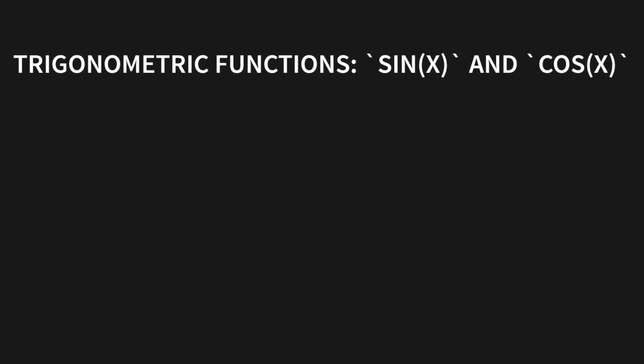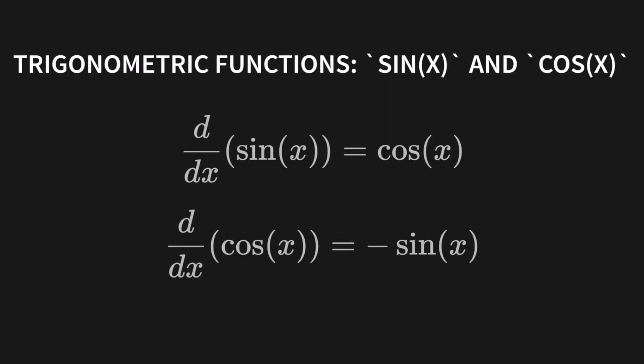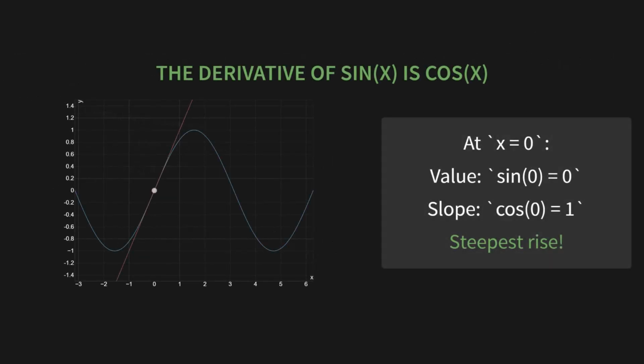Finally, the trigonometric functions, sine of x and cosine of x. These two are a beautiful pair. The derivative of sine of x is cosine of x, and the derivative of cosine of x is negative sine of x. Let's focus on that first one. How is cosine of x the slope of sine of x? Let's trace the sine wave. We start at x equals 0. The value sine of 0 is 0.